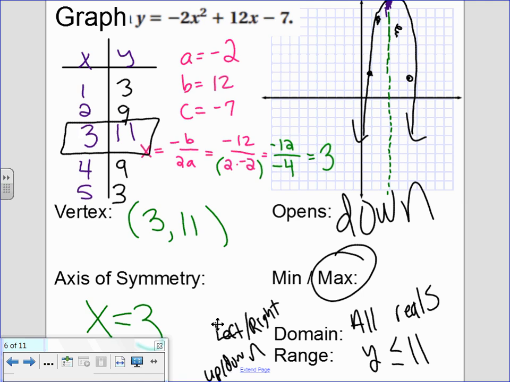But as far as x-intercepts, I would just estimate. This one looks like it's maybe at 1/2, and maybe up at, I don't know, 1, 2, 3, 4, 5, 6, maybe up at 6. You can just estimate those x-intercepts.